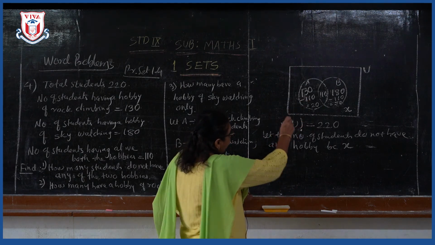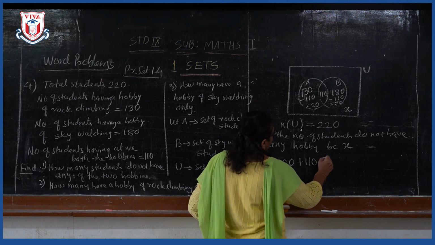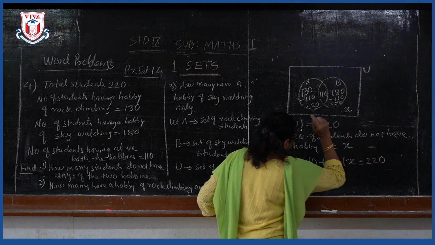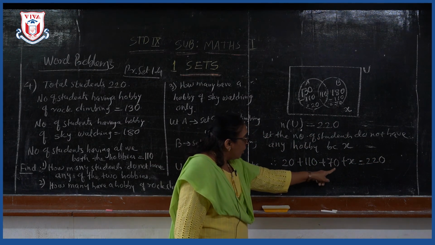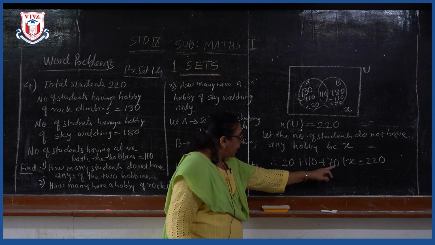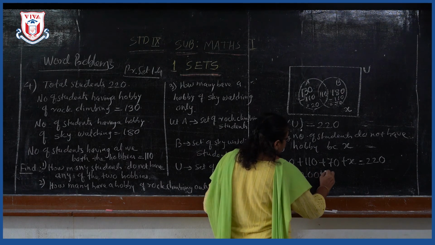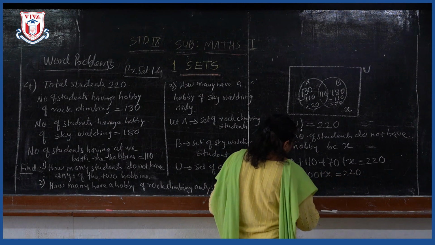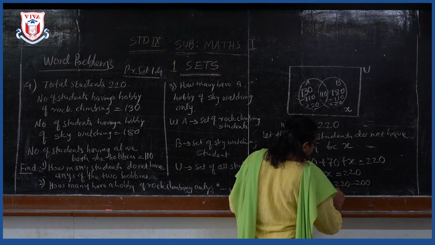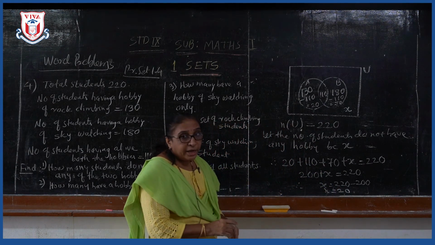So from the Venn diagram directly we can write 20 plus 110 plus 70 plus x is equal to 220. Now if you add all these numbers, what are you getting? 110 plus 70 means 180, 180 plus 20 is 200, plus x, that is equal to 220. So x is equal to 220 minus 200, and that is equal to 20. So now the answers are ready with us.